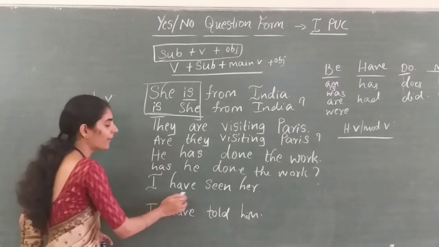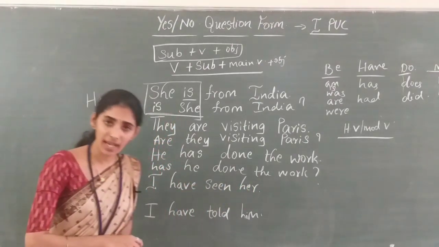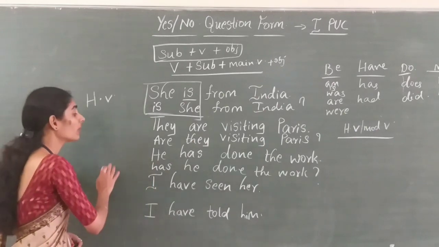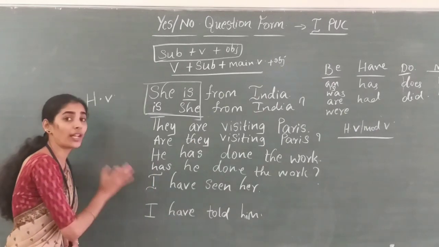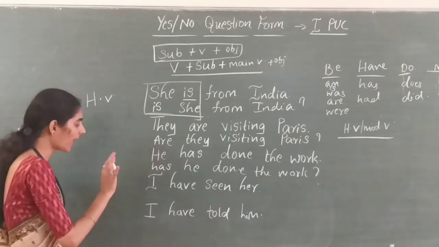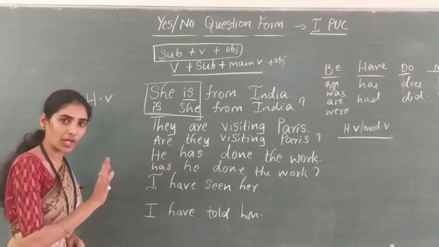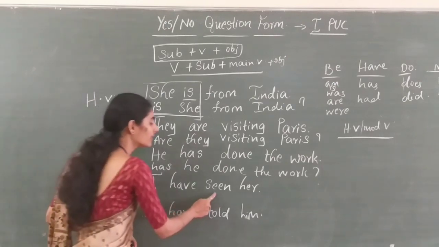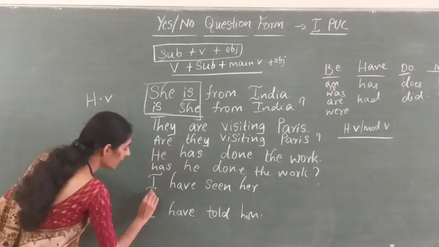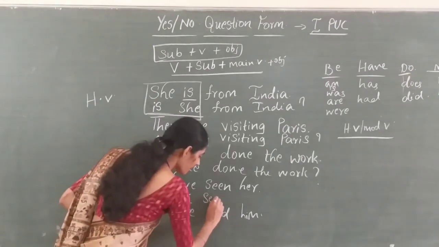Now, I have seen her. And one more thing, remember, in the examination, you're not supposed to change the pronoun. If there is I, you should not make it you. It has to be written as it is given in the question paper. Okay, do not change the pronoun. Now, I have seen her. So, the question would be, have I seen her?